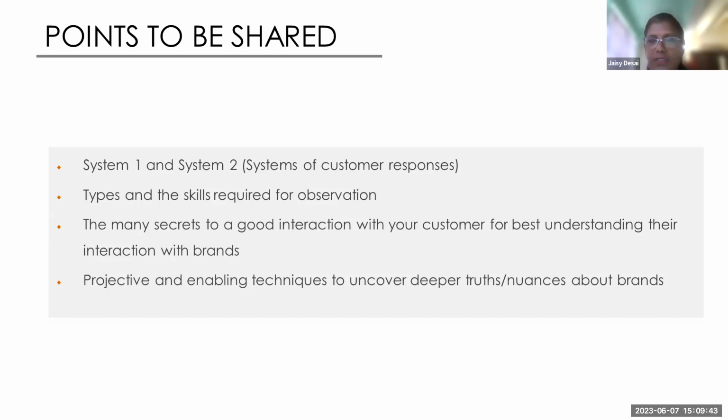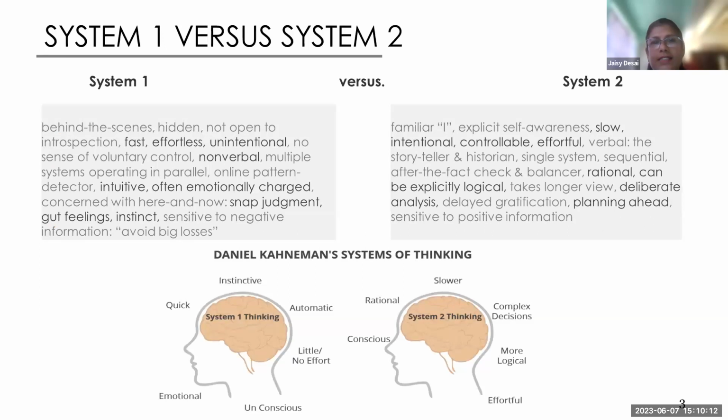Okay, so today we'll talk about system one and system two, because that's the basis of responses that we get from customers. Then what are the skills required for observation, the many secrets to a good interaction with customer, and then projective techniques, because you use projective techniques appropriately depending on what your objective is, along with other techniques. So I'm giving you an entire context of this. So let's start with system one and system two.